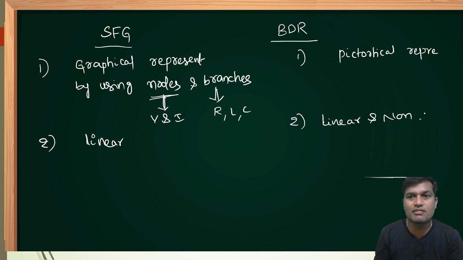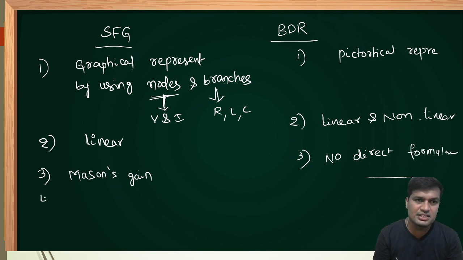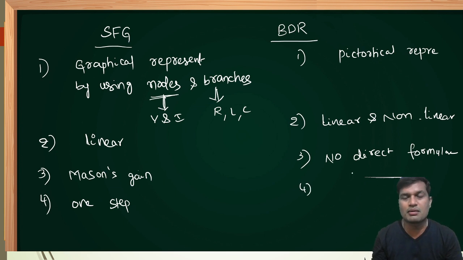In case of signal flow graph, we are using Mason's gain formula to determine the transfer function between output and input. But in case of the block diagram reduction technique, there is no direct formula available to determine the transfer function. Since we use Mason's gain formula, it gives the solution in one step, but there is no formula in block diagram reduction technique. Therefore, we need to calculate the transfer function of the block diagram step by step.